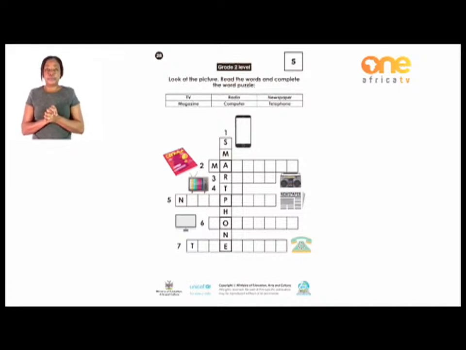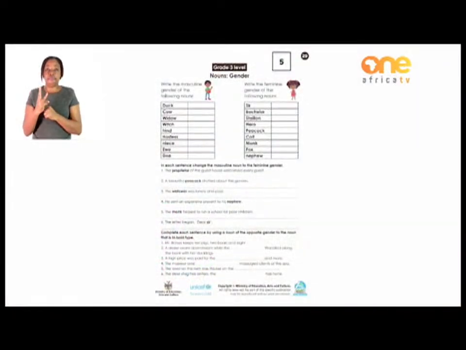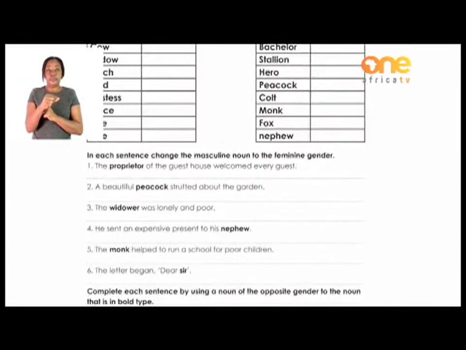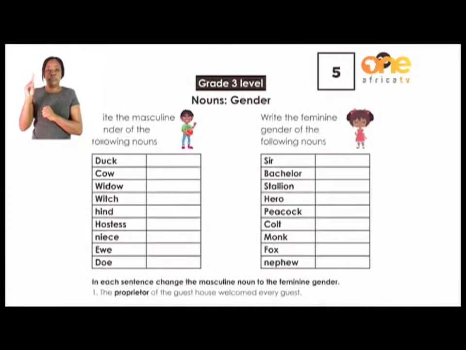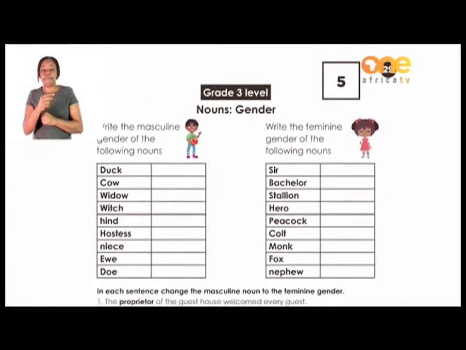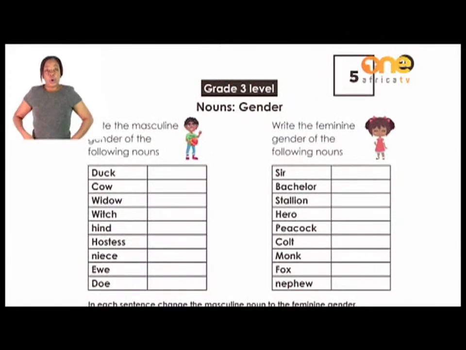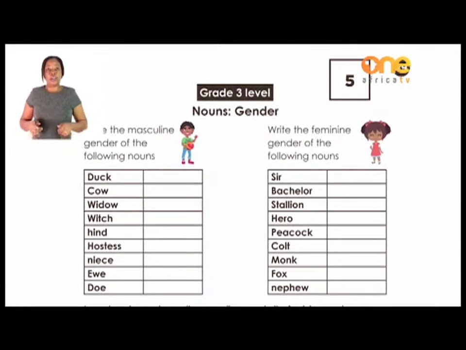Now I'm going to take the grade 3s over to page 29. Okay, so on page 29, we are going to look at gender. What is gender? Okay, gender is the state of being male or female, whether you are a girl or you are a boy. That is what we call gender.